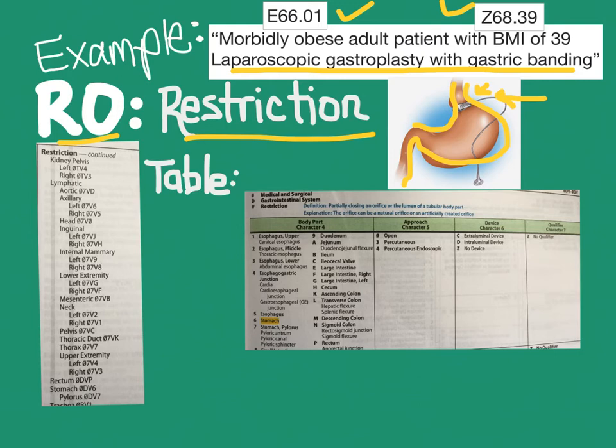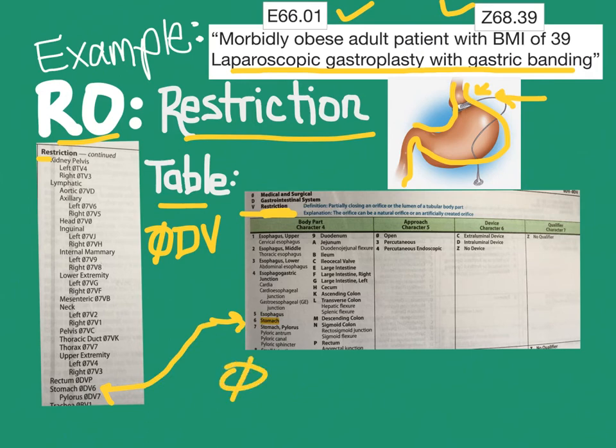So we will begin with our main term root operation of restriction with the body part subterm, of course, stomach, which leads us to table 0, D, V. We'll double check here. We have a restriction root operation. We will pull in, of course, the body part matches up, stomach. So our 0DV, our fourth character is 6. The approach value here is going to be 4 for percutaneous endoscopic.